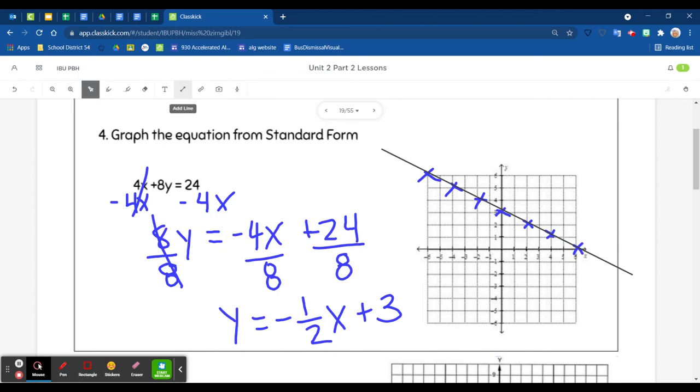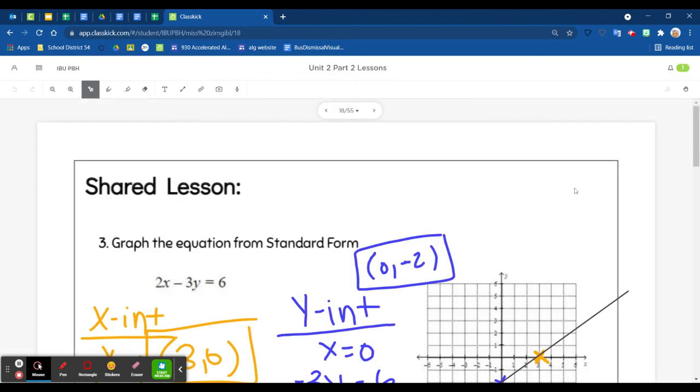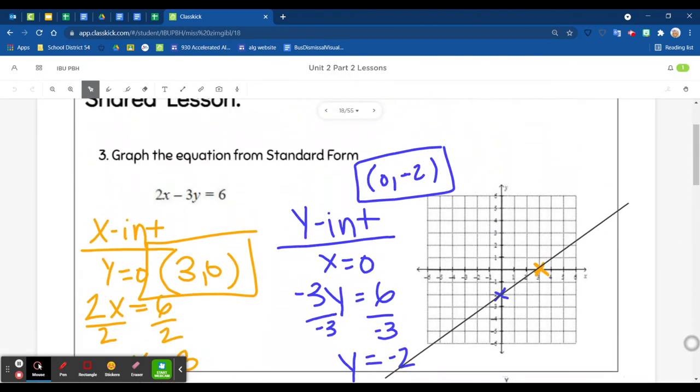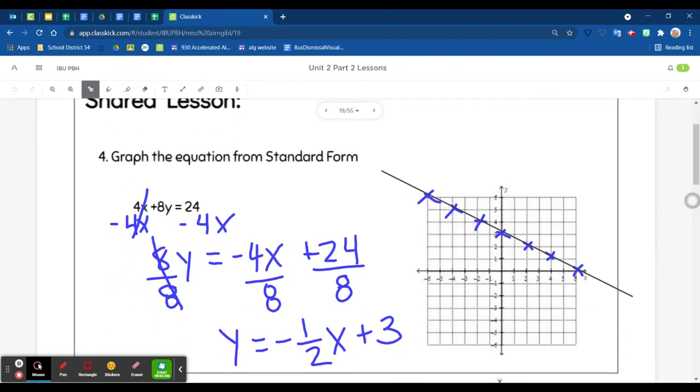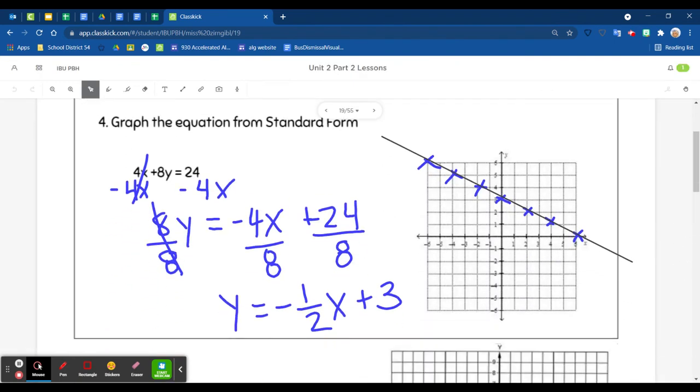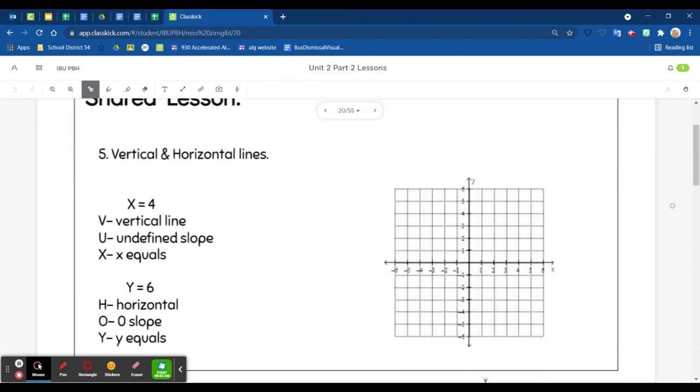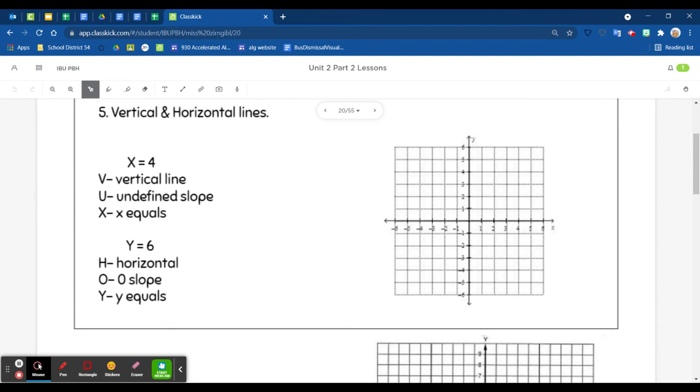So which do you think is easier? Personally, I think finding the intercepts is a lot easier than putting it in slope-intercept form. There's a little bit more room for error here with your subtraction and your division. So in my opinion, I think it's always going to be easier to just find the intercepts.